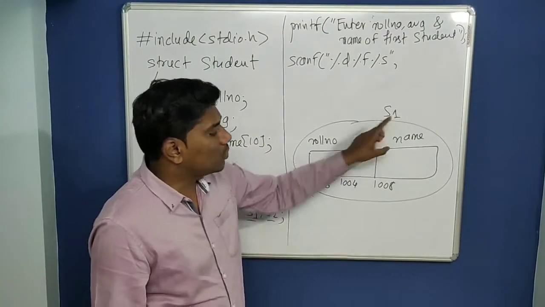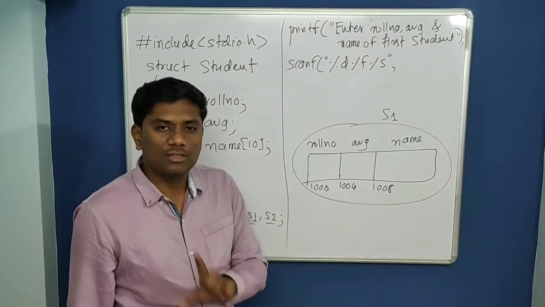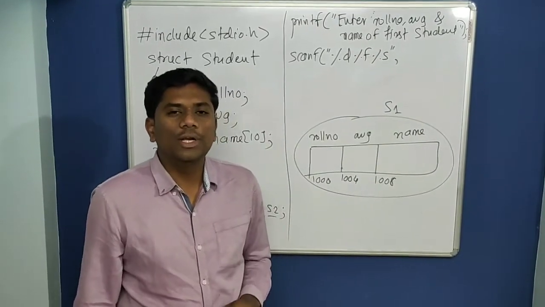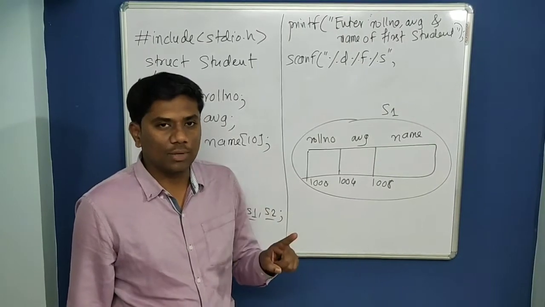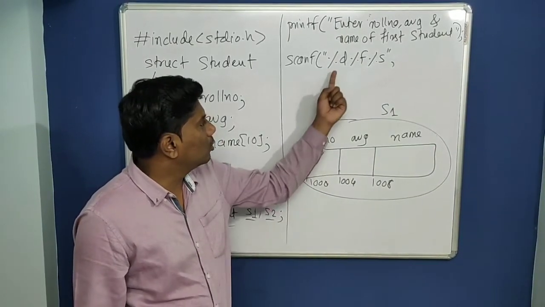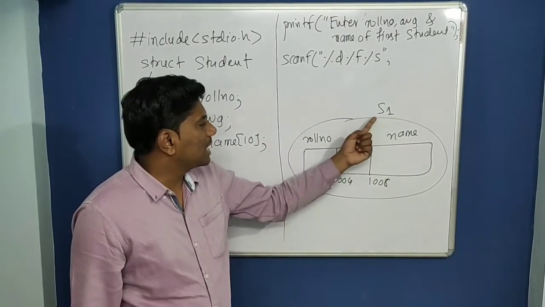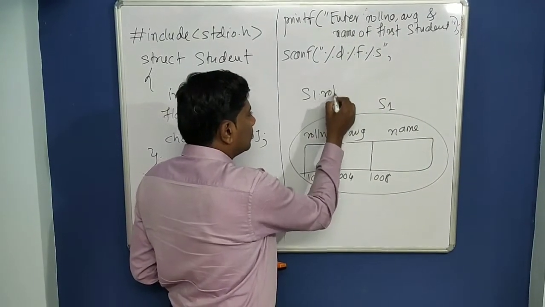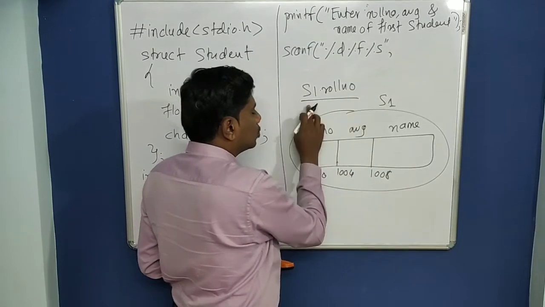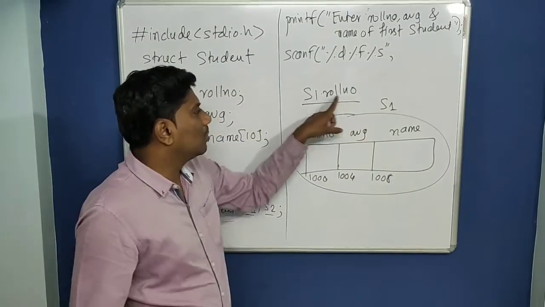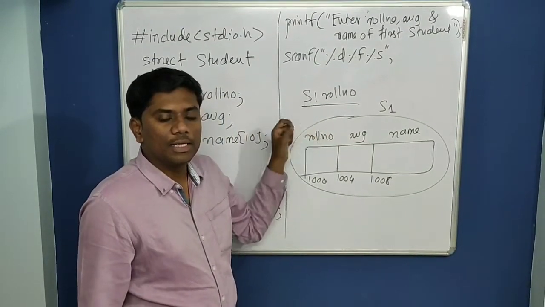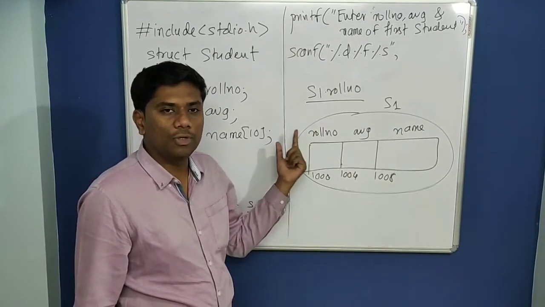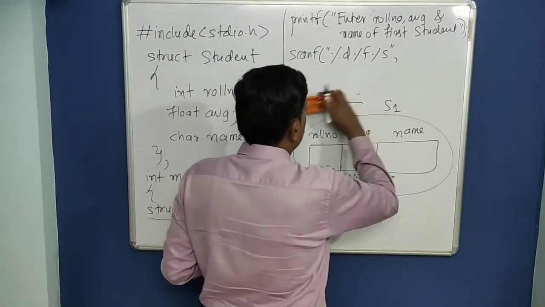S1 means first student and S2 means second student. Right now we are interested in reading information of the first student. Which information are we going to read first? Roll number. Which notation should we use? S1 dot roll number. S1 dot roll number means roll number of the first student. S1 dot avg is the average of the first student. S1 dot name is the name of the first student. So you should use this notation.